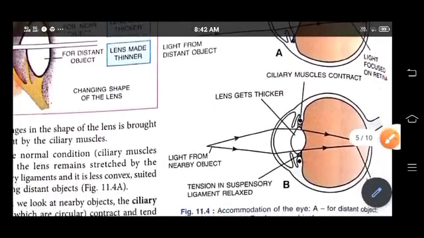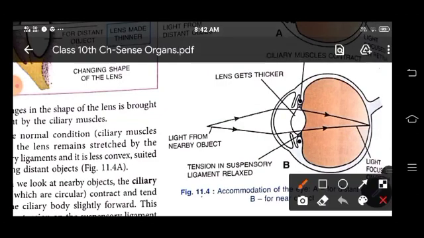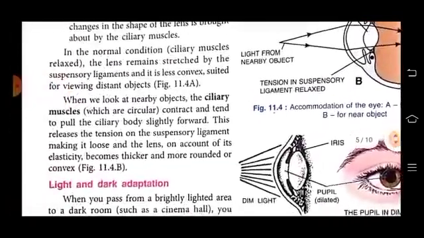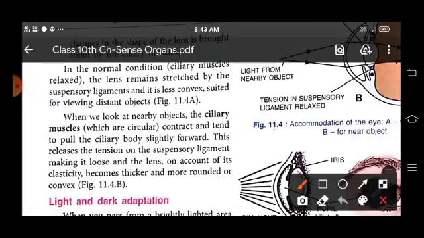And next is accommodation of the eye for the near object. This is light which comes from the nearer object, and the image is forming at the retina. The lens gets thicker, the tension in the suspensory ligaments gets relaxed, and the ciliary body muscles contract. In normal conditions, the ciliary muscles are relaxed, the lens remains stretched by the suspensory ligaments, and it is less convex, suited for viewing distant objects.